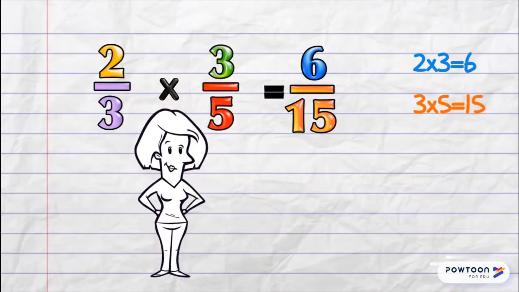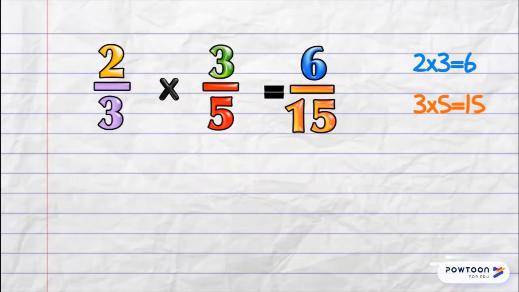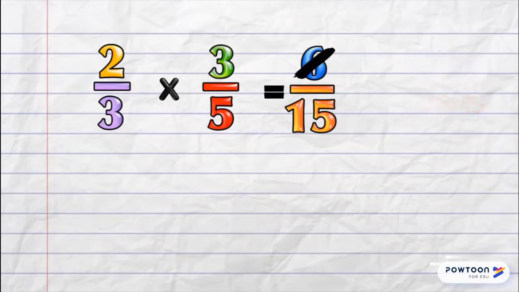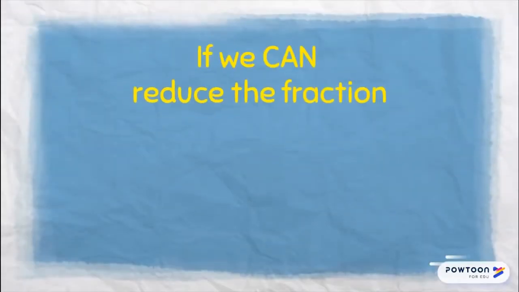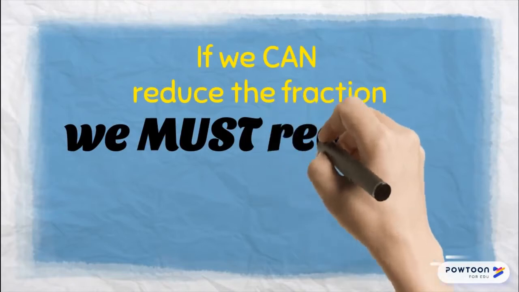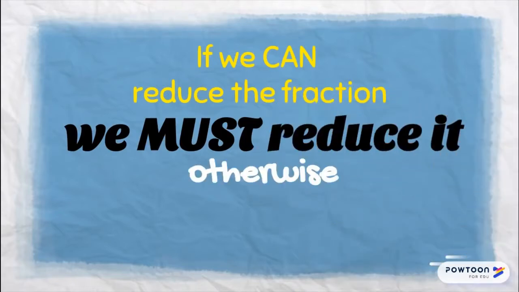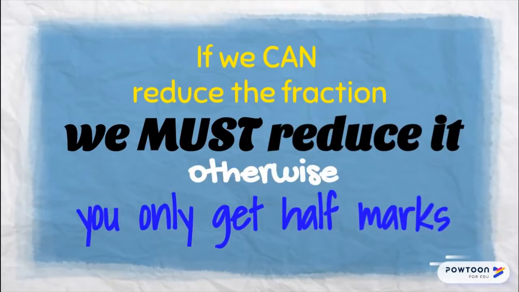We have to reduce if possible, and 6 and 15 are both in the 3 times table. They're divisible by 3. 6 divided by 3 is 2, and 15 divided by 3 is 5. Our final answer is 2/5. Remember, if we can reduce the fraction for our final answer, we must reduce it. Otherwise, you only get half marks because you only did half the job.